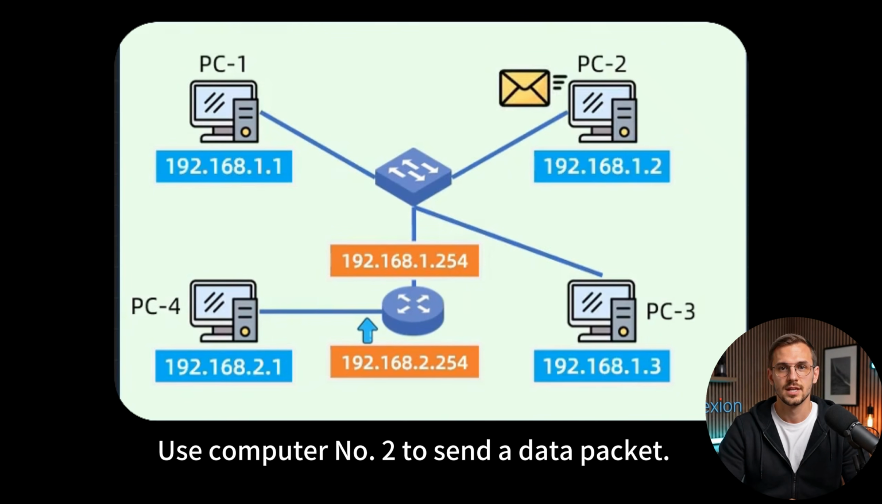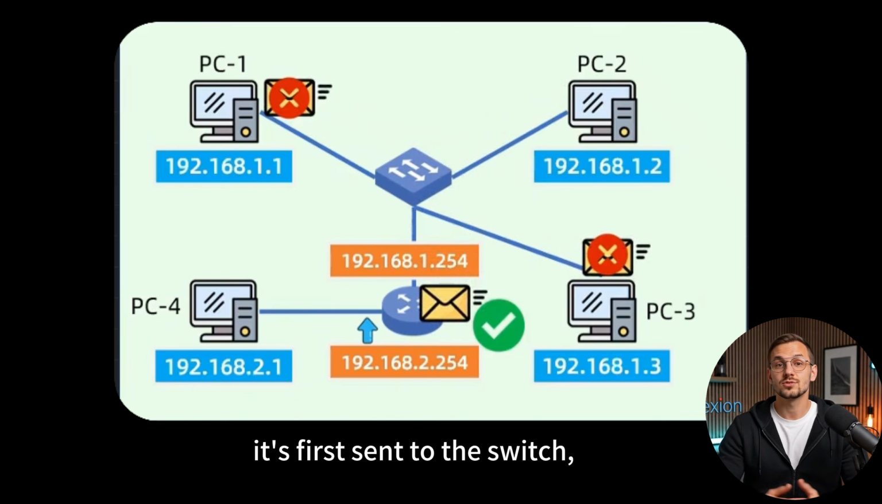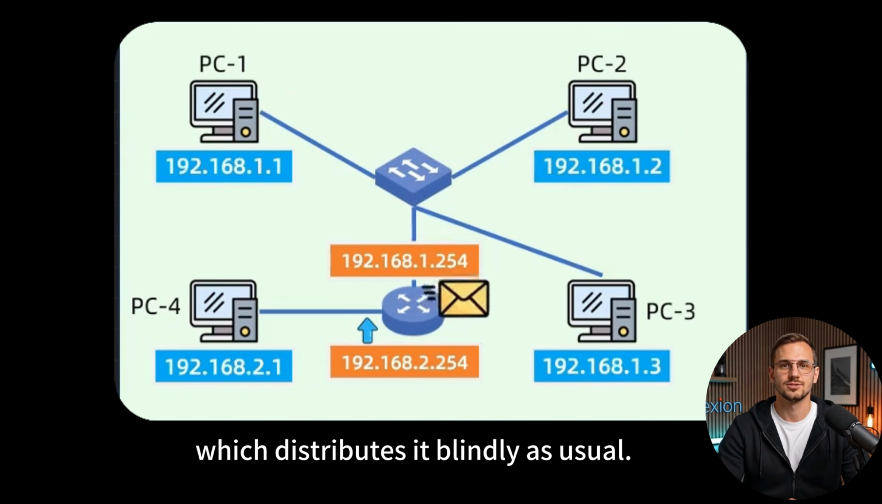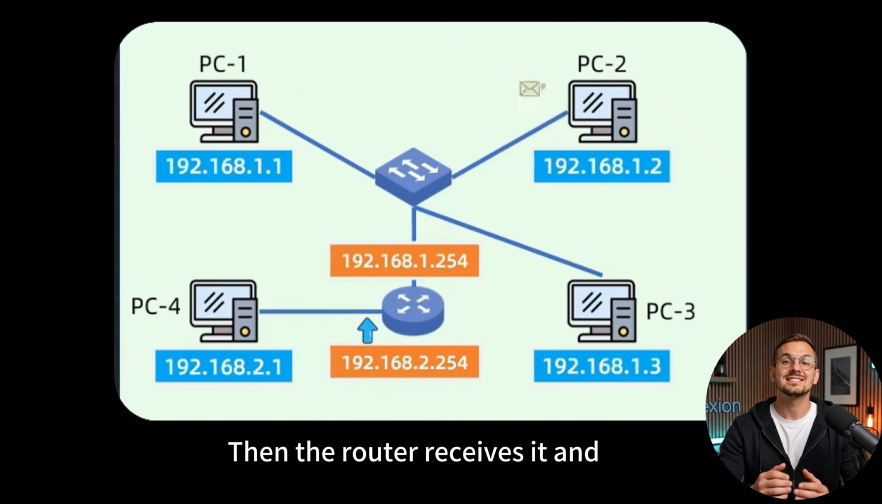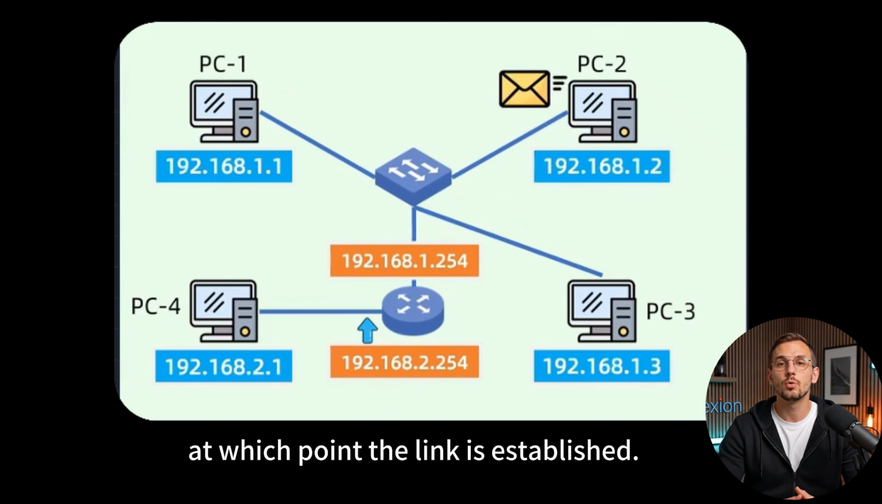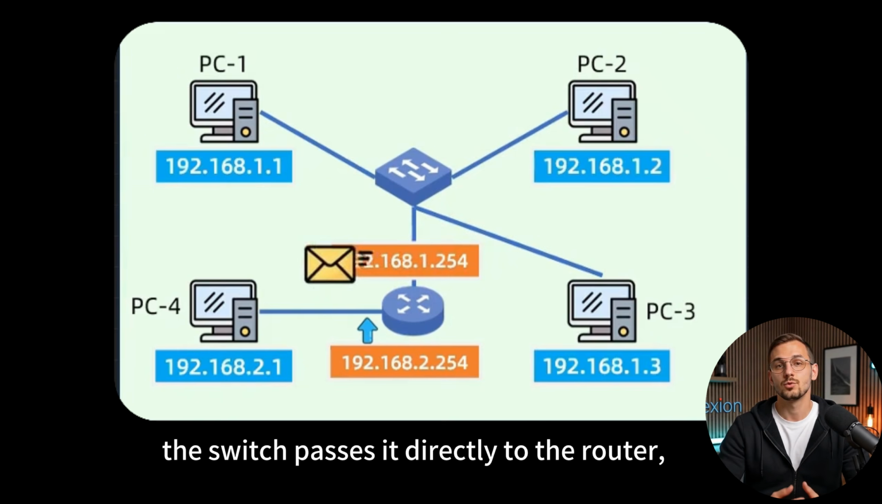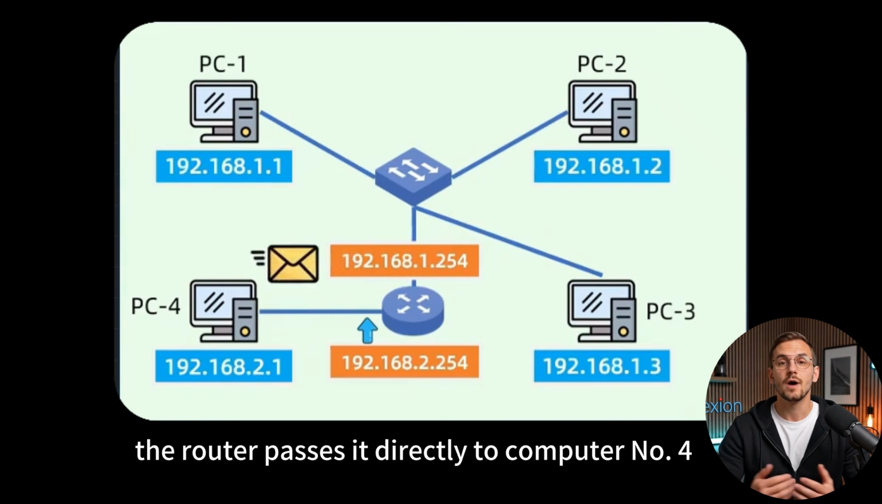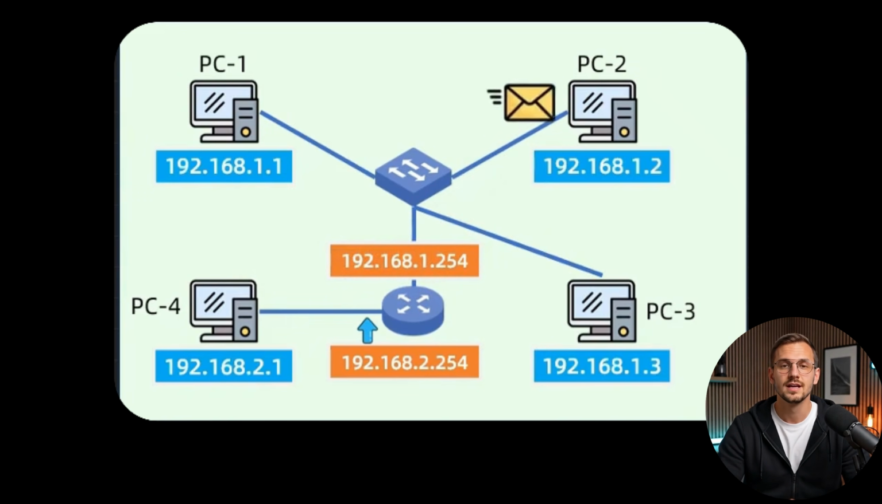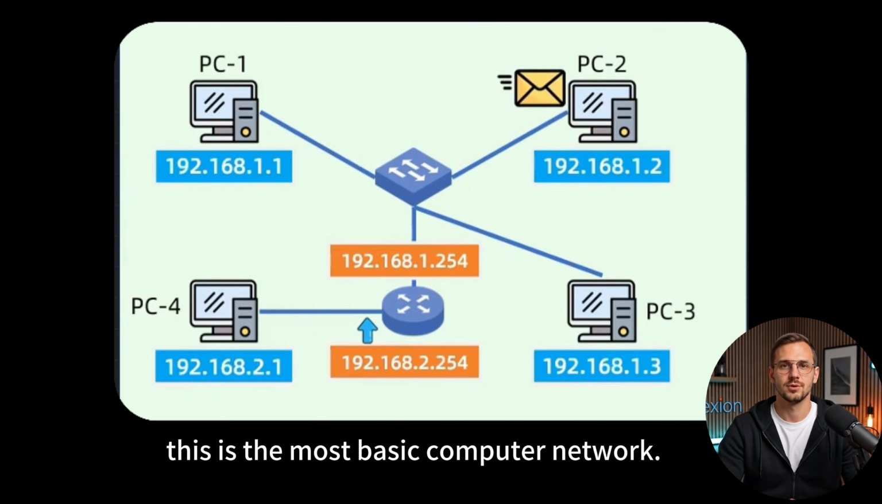Let's take a look. Use computer number 2 to send a data packet. As you can see, it's first sent to the switch, which distributes it blindly as usual. Then the router receives it and sends back a return packet, at which point the link is established. Computer number 2 sends a data packet directly, the switch passes it directly to the router, which passes it directly to computer number 4, and then it returns along the same path. This completes the entire process. So, this is the most basic computer network.